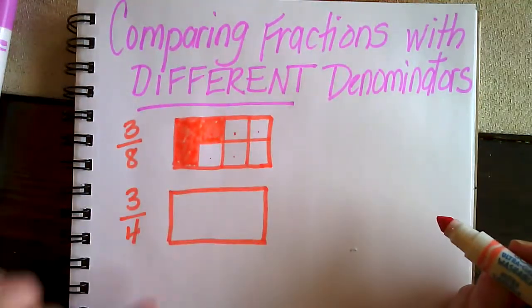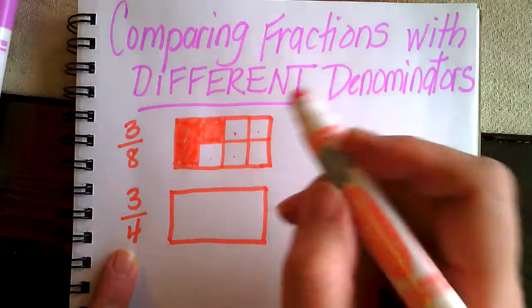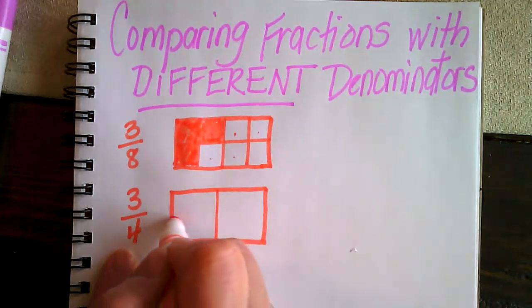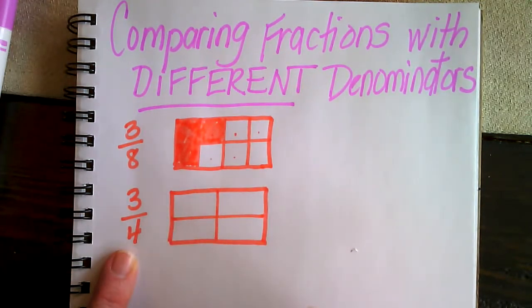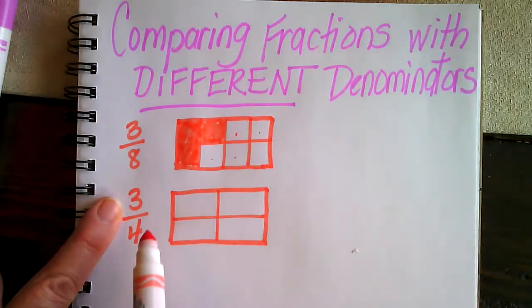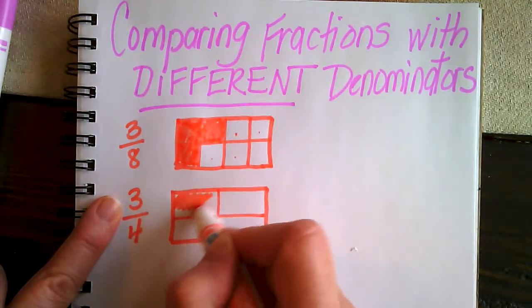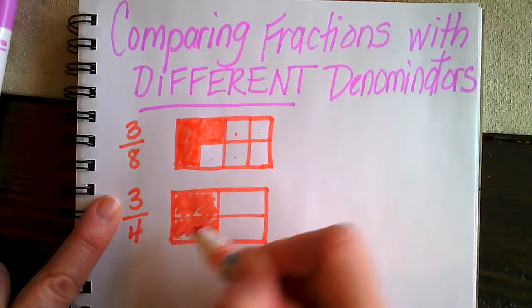Okay, let's look at our second picture. This whole needs to be divided into 4 equal groups. So let's start by splitting it and representing this whole into 4 equal groups, and then 3/4 of this pan is going to be eaten.